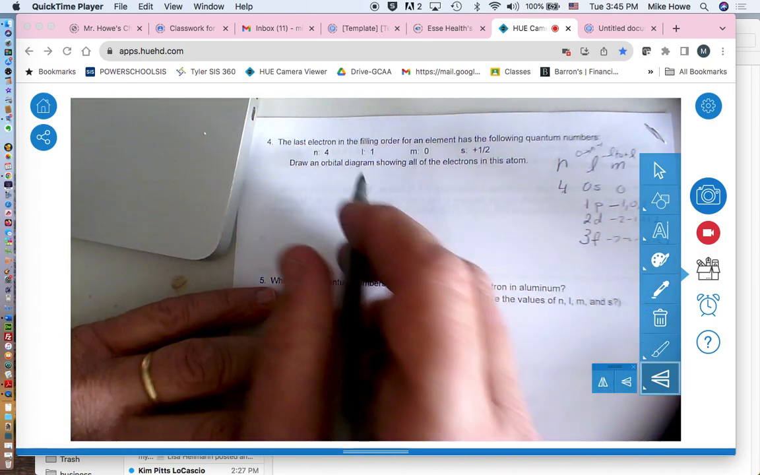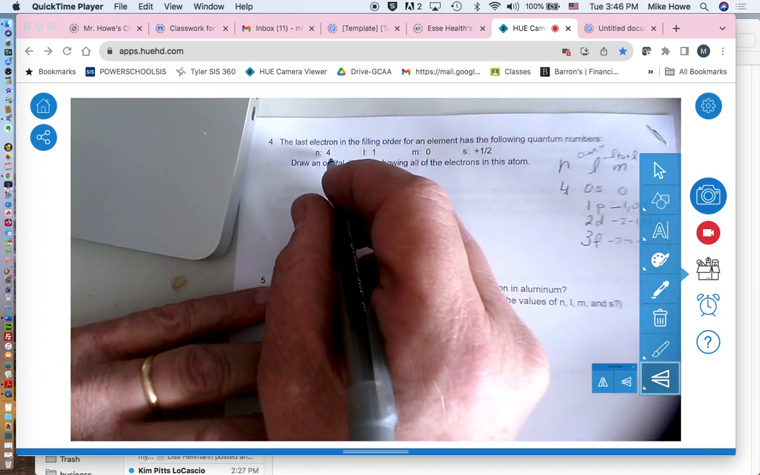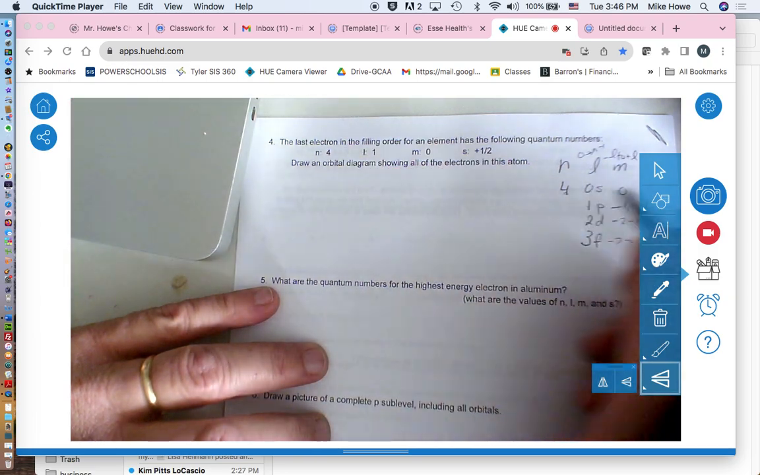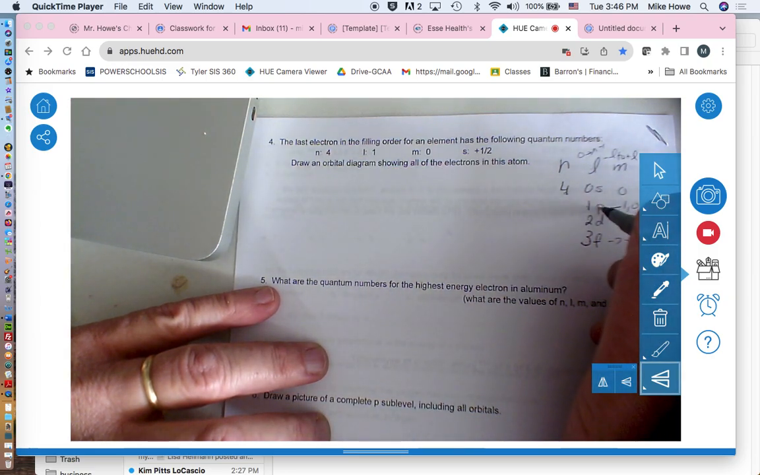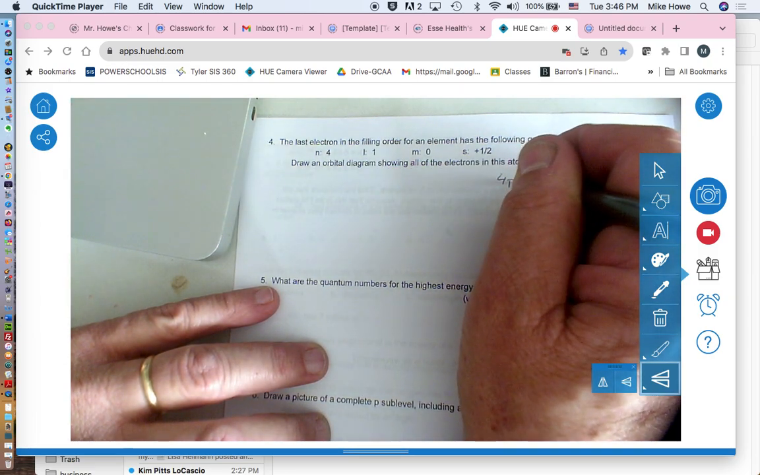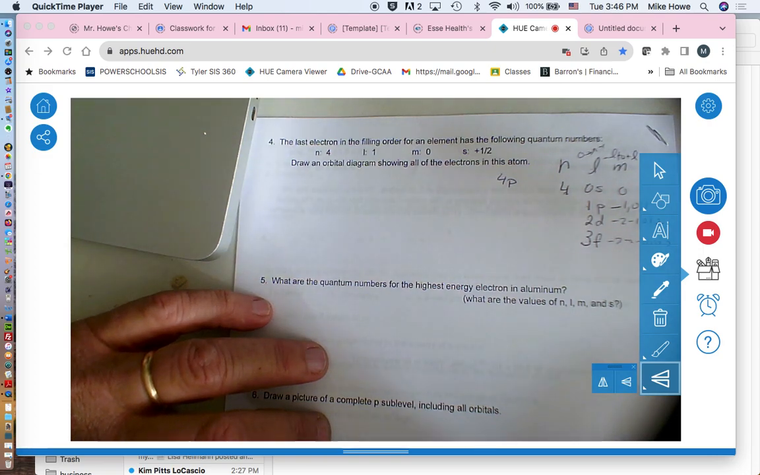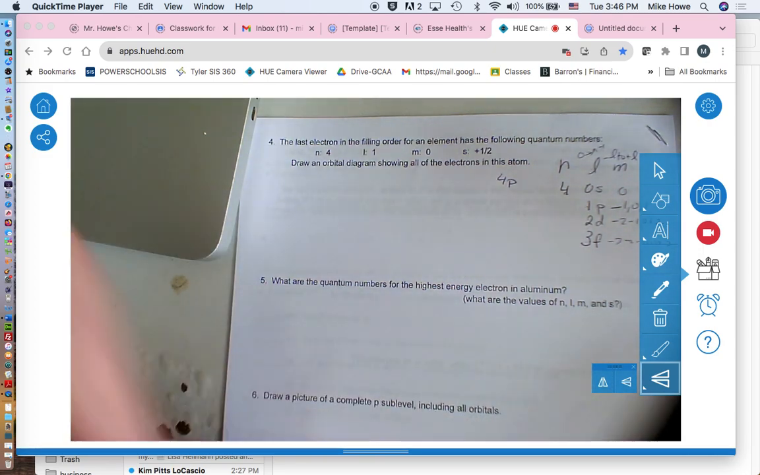So now we're going to look at these particular quantum numbers. We have n equals 4, l equals 1. l equals 1, so it's a p sublevel. So we're talking about the 4p sublevel. All right, so 4p sublevel means that we are on the right side of the periodic table.